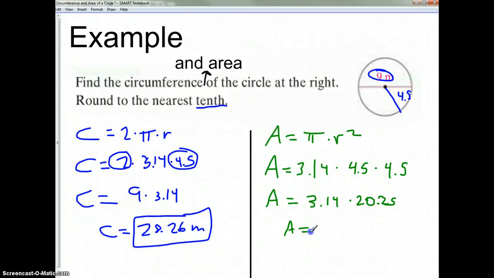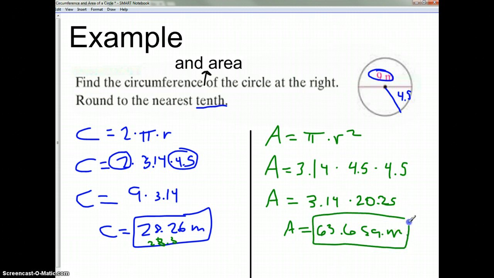And hopefully you get the same area as me. I got 63.6. Remember, we're rounding to the nearest tenth. Oh, this should be 28.3 then over here. 28.3 meters over there, and 63.6 square meters for the area over here. 63.6 square meters. All right.